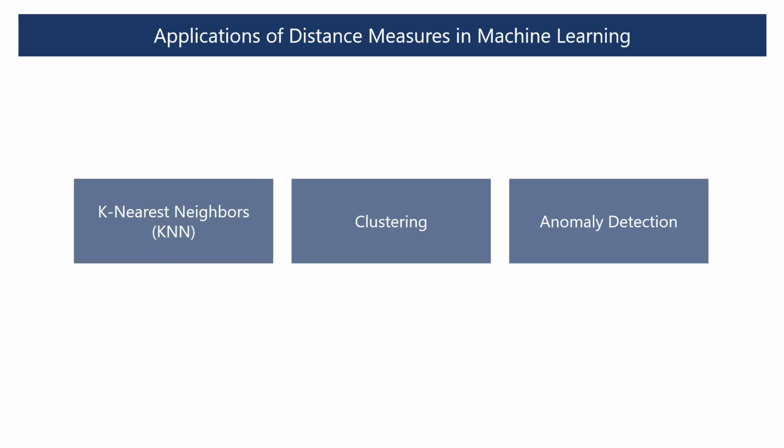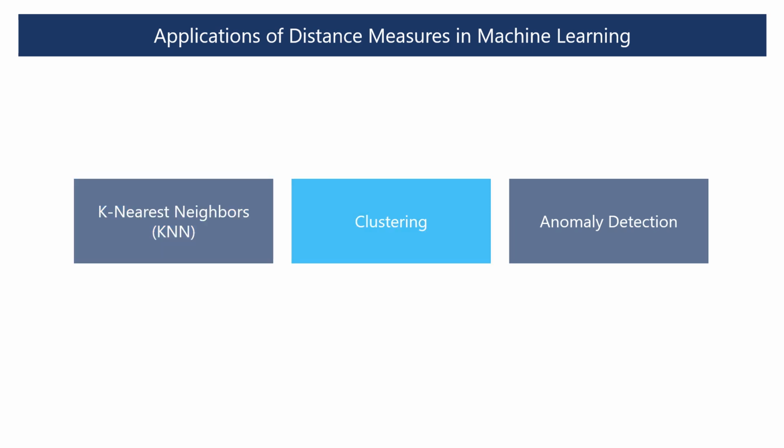Distance measures are applied to machine learning in various ways. The first example is k-nearest neighbors. This algorithm uses distance measures to classify data points based on their proximity to other data points. A new data point is classified by majority vote based on the distance between feature vectors.